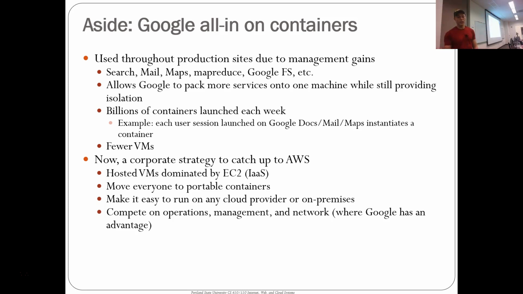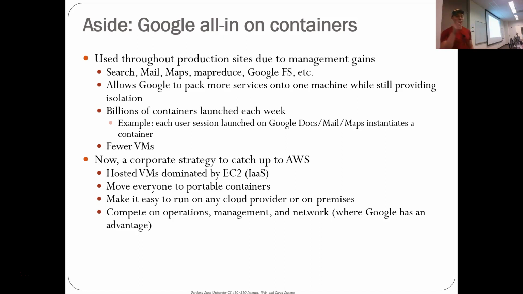So rather than compete on VMs, they're going to try and shift the whole operating paradigm of the cloud to containers. And then because they're the best container runner on the planet, that's how they're going to get all the business from AWS. That's their strategy, at least. I don't know if it's actually going to work.